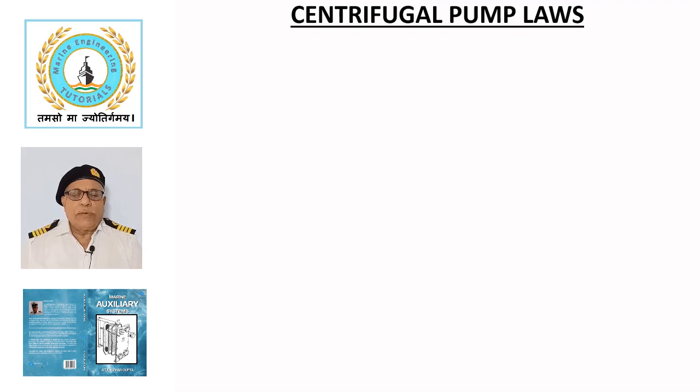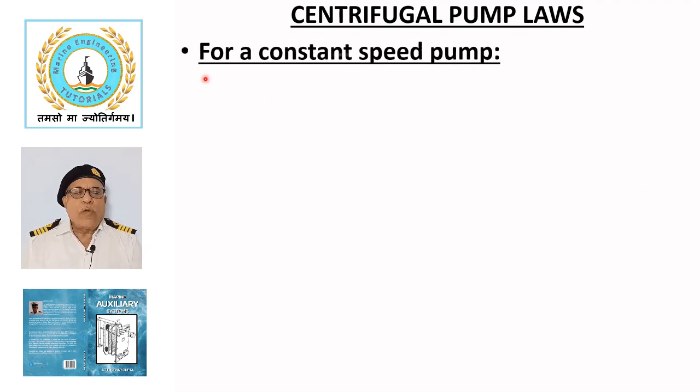Centrifugal pump laws. For a constant speed pump: centrifugal pumps on earlier ships were usually operated with constant speed electric motors. Flow, head, and power characteristics of centrifugal pumps have direct relationship with the impeller diameter as described here. A standard casing of a centrifugal pump can accommodate impellers of different sizes, which helps in selecting the right pump to match the system requirement.